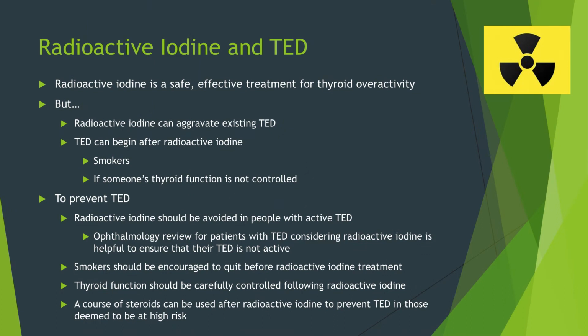Radioactive iodine is a really safe and effective treatment for thyroid overactivity, but it can aggravate thyroid eye disease that's already existing. And thyroid eye disease can start newly after radioactive iodine treatment. And this is a particular risk if you're a current smoker or if your thyroid function is not well controlled after you have your treatment.